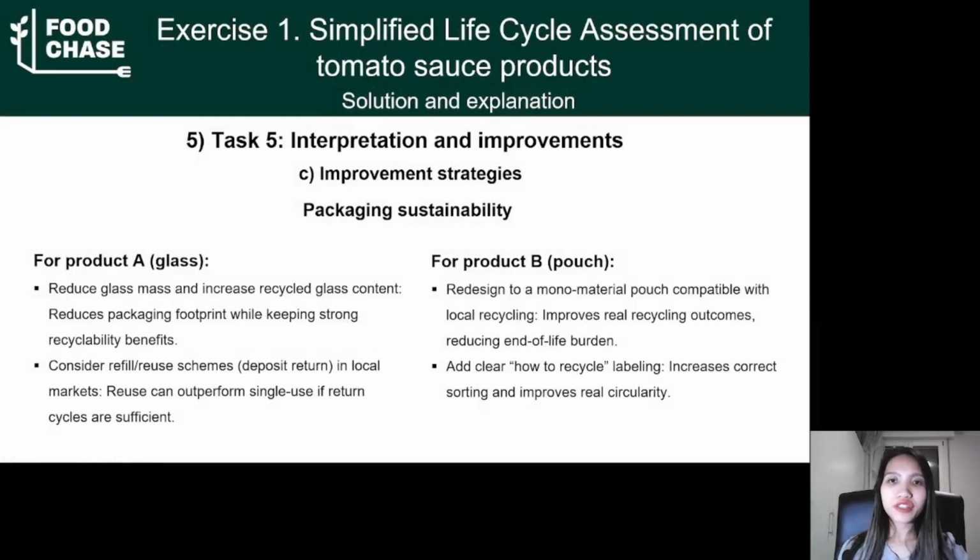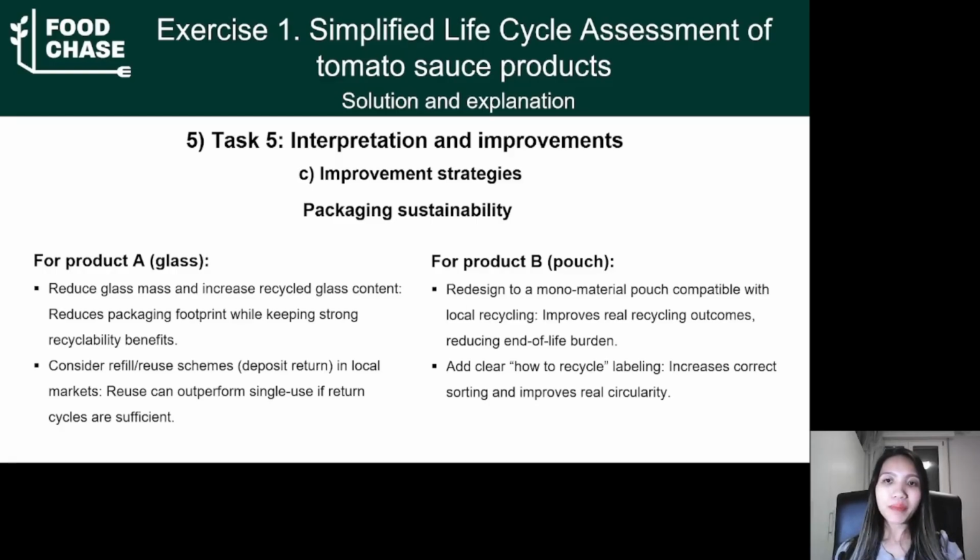Considering the packaging sustainability for product A, we use mainly glass. We can reduce glass mass and increase the recycled glass content. In this way, we reduce the footprint of packaging while keeping the strong recyclability benefit. Also, we can consider refill and reuse practice, for example, the deposit return of packaging in the local market. The reuse can outperform the single use if return cycles are sufficient.